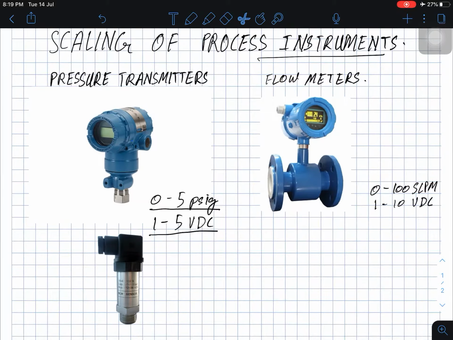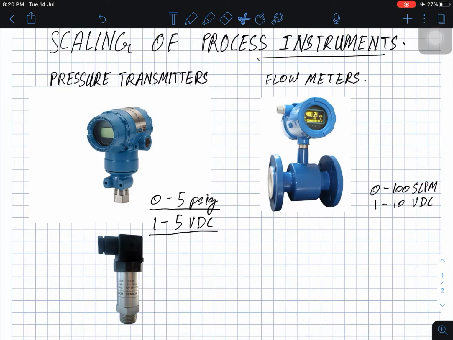Alright, hello everyone. Today we are gonna look into a concept of instrumentation called scaling of instruments. You might have come across many kinds of instruments, like a pressure transmitter like this or a flow meter like this.